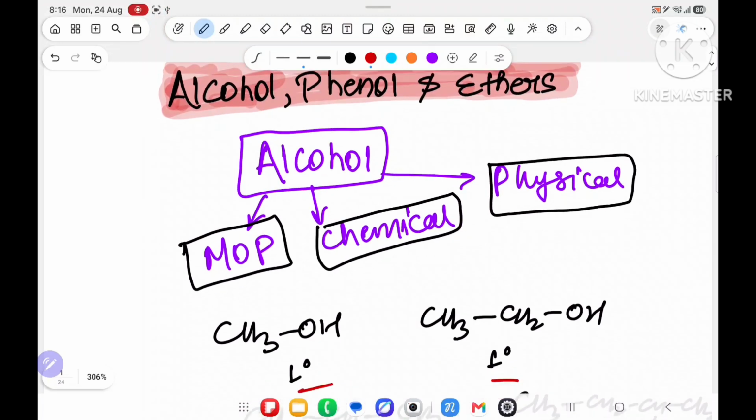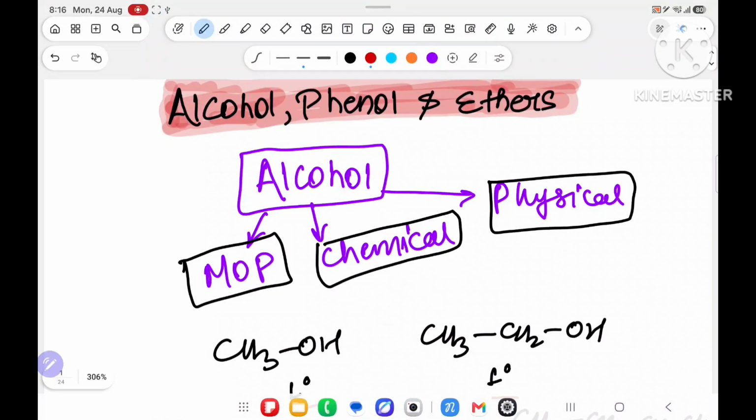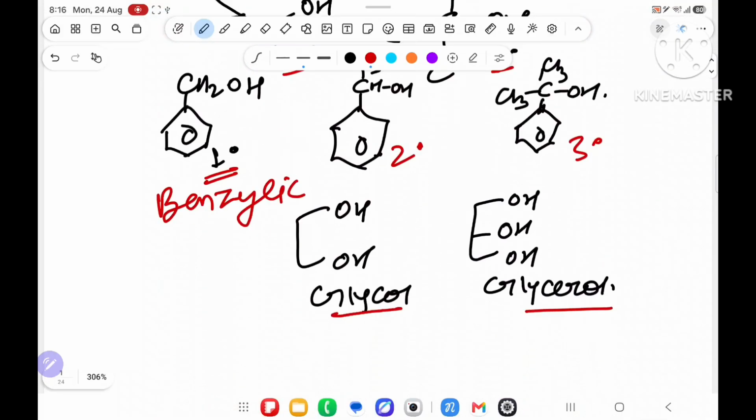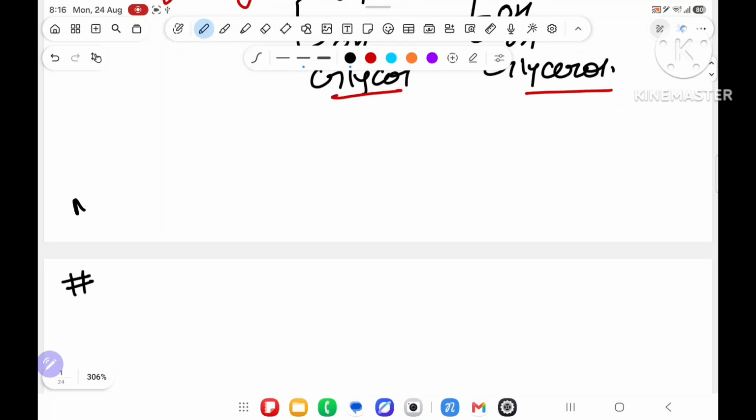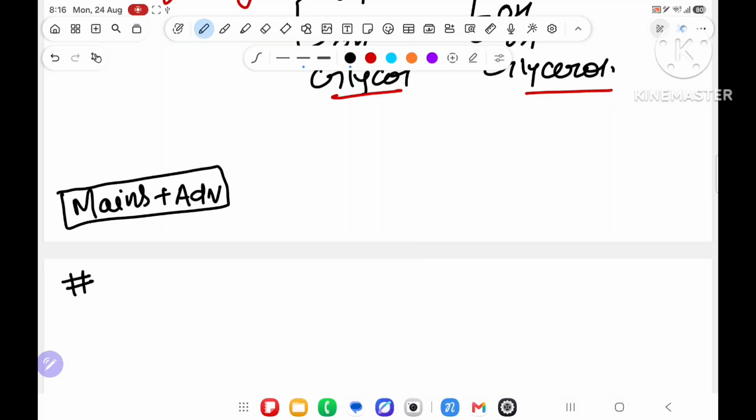Now, after having this basic introduction that everyone is already familiar with, now I am going to start method of preparation of alcohol. And everyone will see this very properly. This topic I am going to dictate mains plus advance. Means after reading out this topic, you will not find any difficulty in this topic. Means this topic will become the easiest topic of all time. You will enjoy alcohol, phenol, ether if you understand what I am trying to dictate.